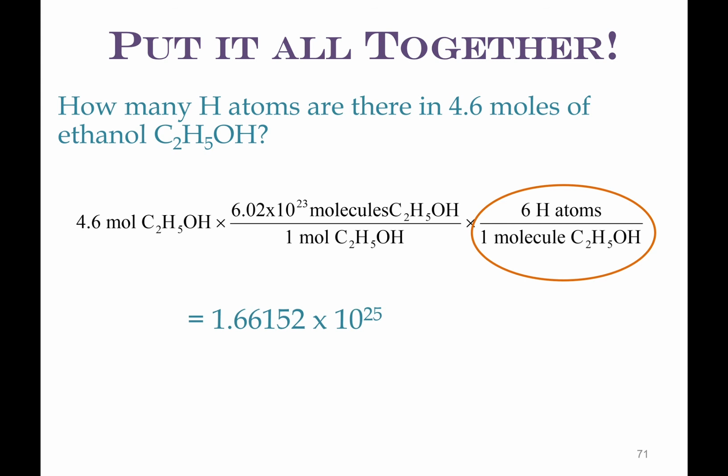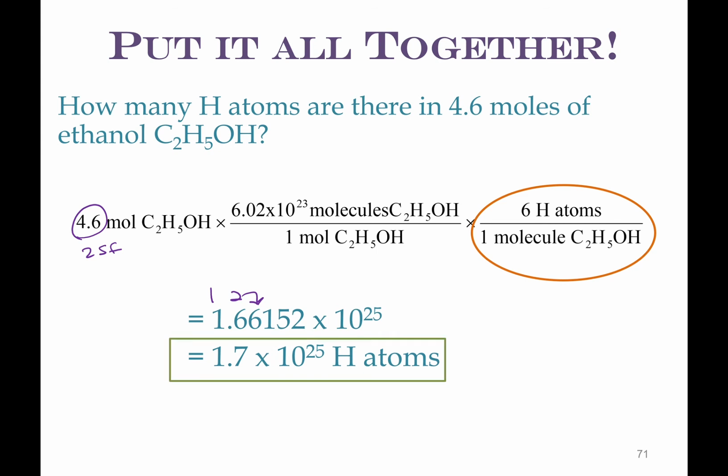Calculate it, 1.66152 times 10 to the 25th. 2 significant figures, 1, 2. Look 1 to the right for rounding, gives us 1.7 times 10 to the 25th hydrogen atoms.